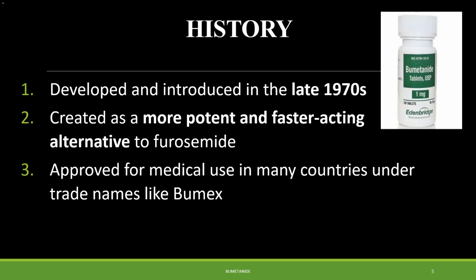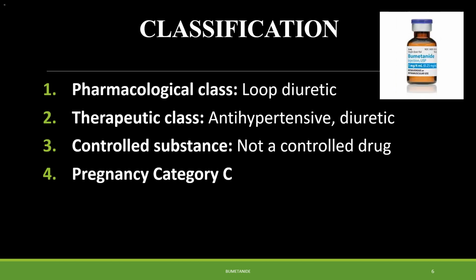History of bumetanide. 1. Developed and introduced in the late 1970s. Bumetanide came into use during this time. 2. Created as a more potent and faster-acting alternative to furosemide. Bumetanide was made to be stronger and work quicker compared to furosemide. 3. Approved for medical use in many countries under trade names like Bumex. Bumetanide is sold under names like Bumex in various countries.